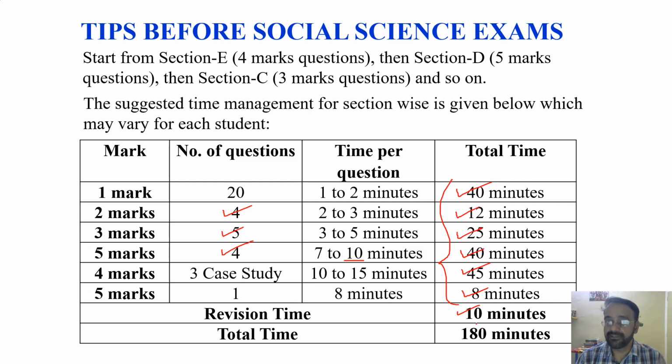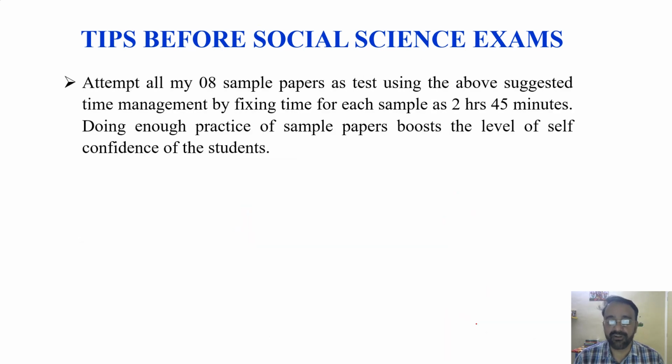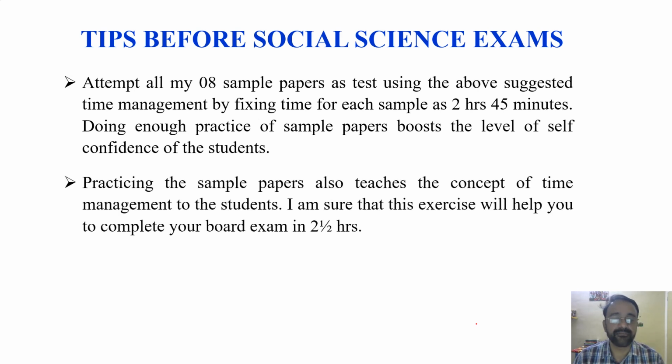So now attempt all my 8 sample papers as tests using this time management, by fixing the time for each sample paper. I suggest you try to complete in 2 hours 45 minutes. If that doesn't work, you can make it 3 hours also. Doing enough practice of sample papers boosts the self-confidence of the students, and it also teaches the concept of time management. I'm sure that if you do this exercise, it will help you complete your board exam in 2.5 hours. So now let us see the tips you have to follow during the social science exam.